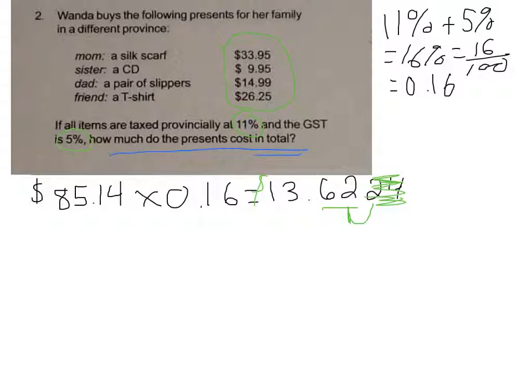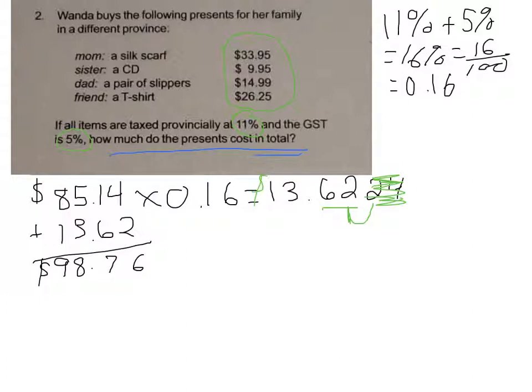So then my next step is just to add that $13.62 to my 85.14, adding them up here, lined up at the decimal, and I have a total of $98.76. And I'm done. Well, not quite done. I do have a couple more little steps to do.